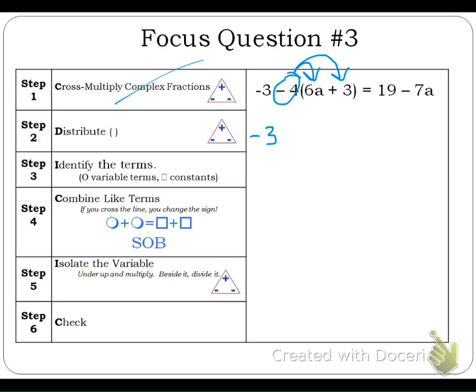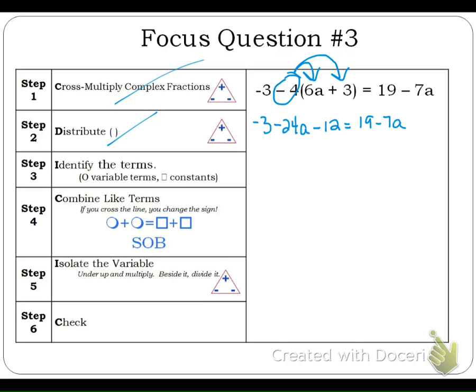So I'm going to copy down from left to right. Negative 3. Now I'm ready to multiply. Negative 4 times positive 6a. A negative times a positive equals a negative. 4 times 6 is 24a. I'm going to write a little smaller here for you, just a second. Here we go, that'll give me some more room. Negative 4 times positive 3 equals negative 12 is equal to, and on the other side I just copy things down, 19, 7a. So I've finished distributing.